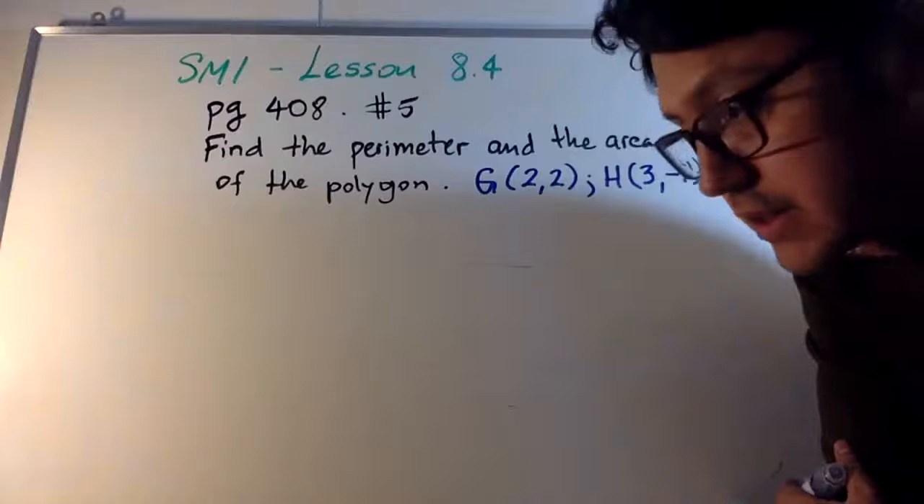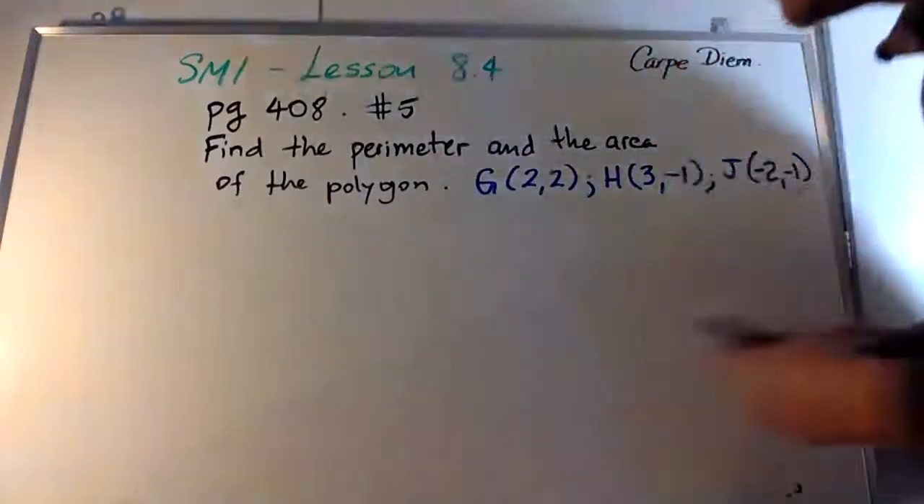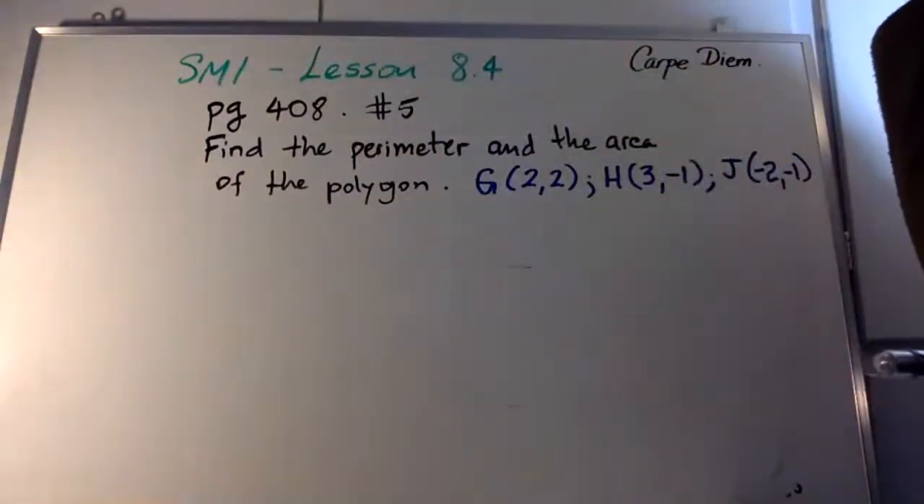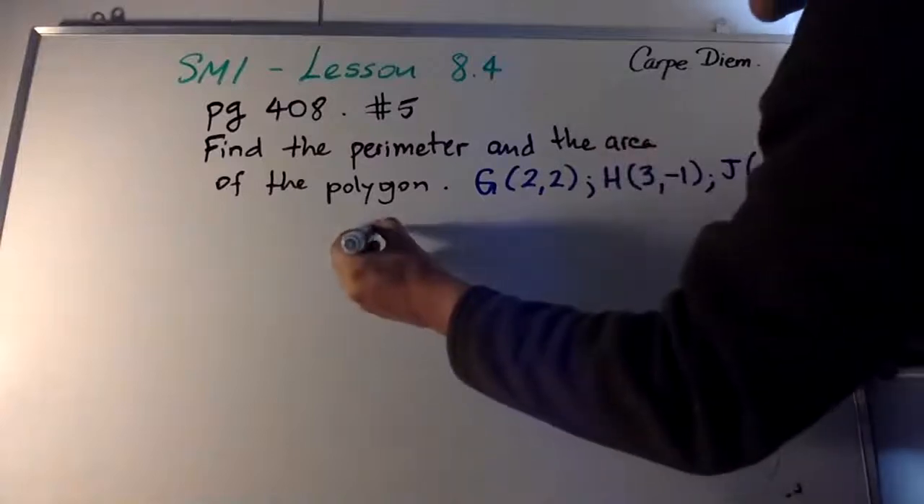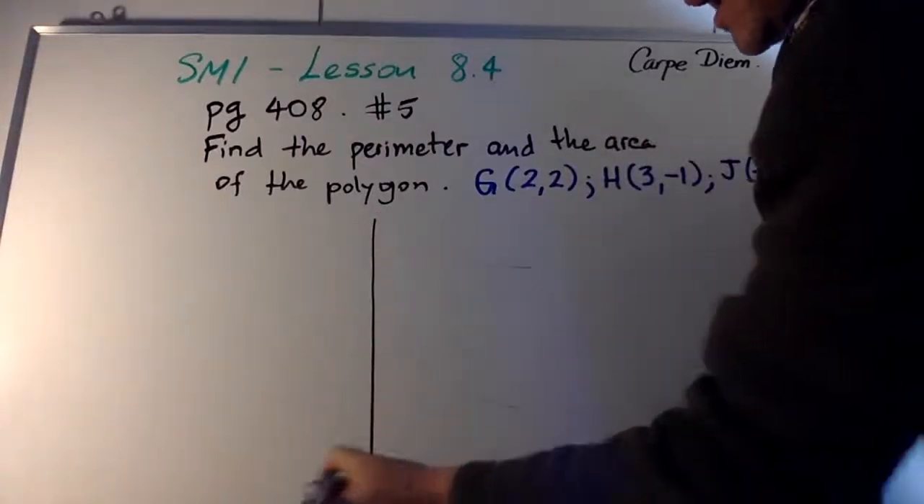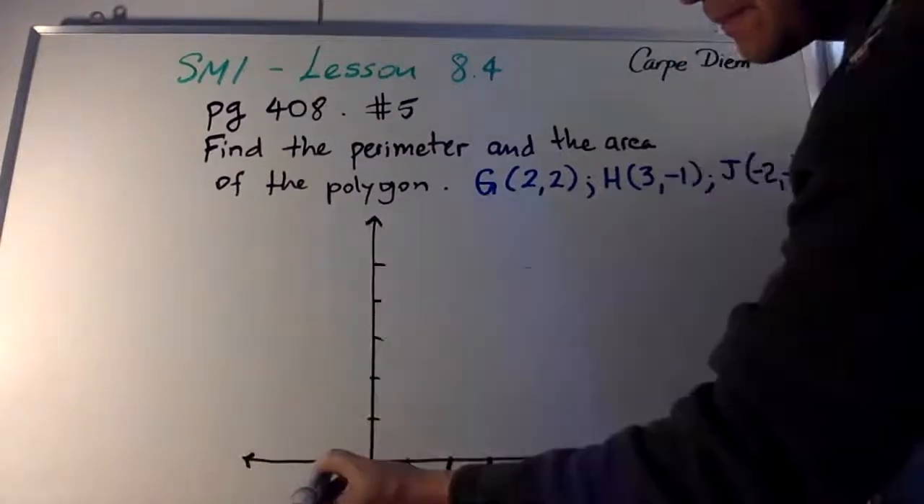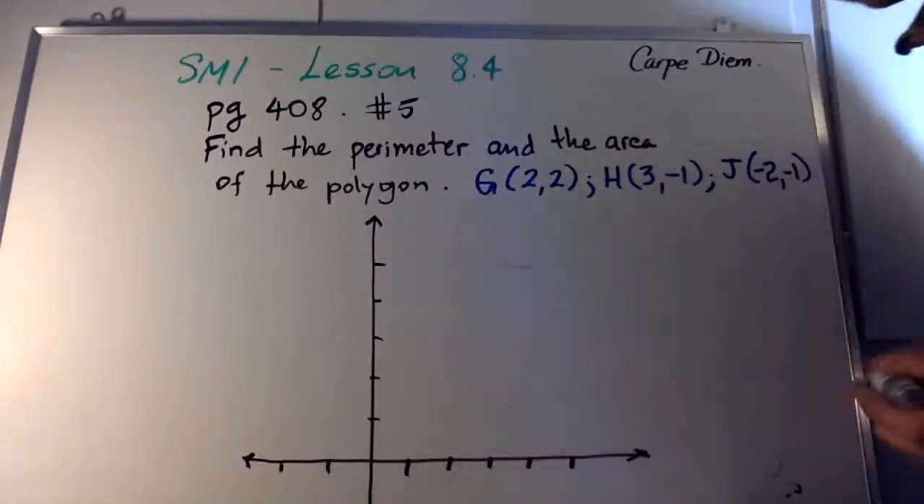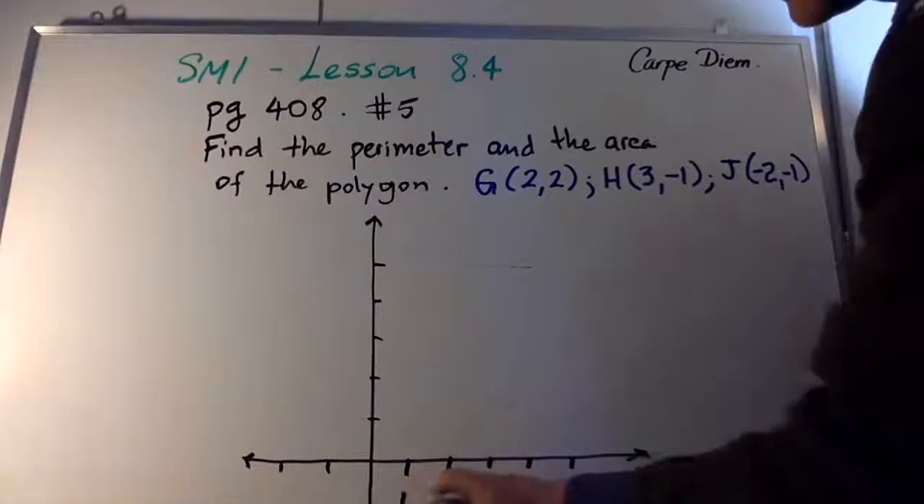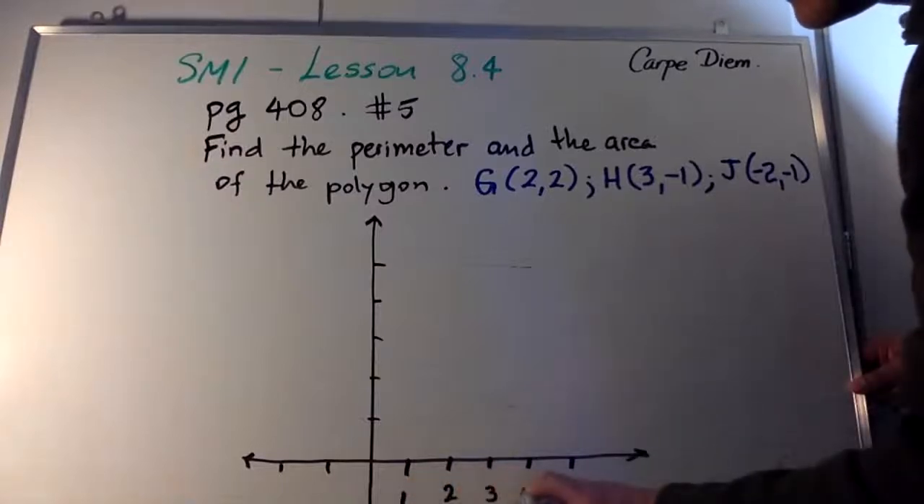I have to construct it here. So this is the first thing I'm going to do. All right. So here we go. We have the y-axis and x-axis. So here we are, right? So let me label them.